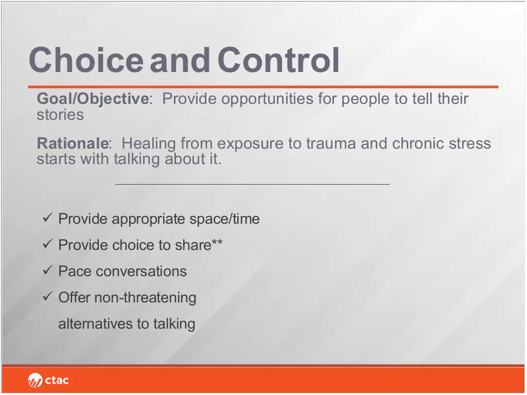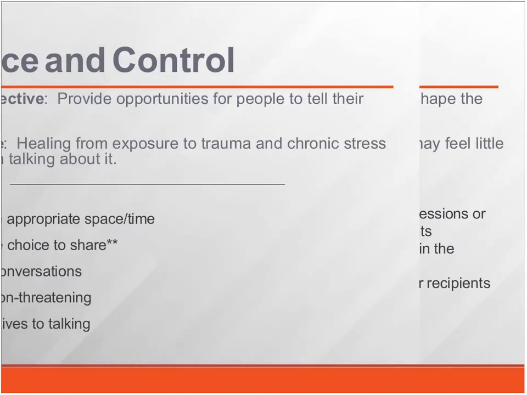And then offering non-threatening alternative ways of talking. This is especially important for young children, so giving them alternative ways of telling their story through pictures, through art, sometimes through music and poetry. These are alternative ways of telling their story, so that's the other significant piece of building in choice and control, is giving them those opportunities as well.